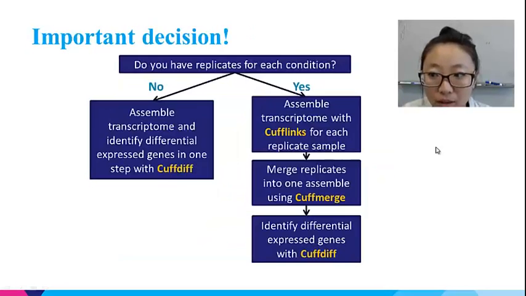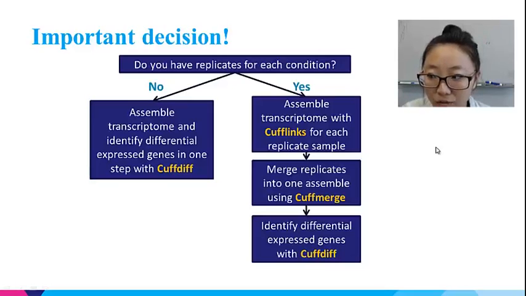Unlike microarray, the number of replicates of our RNA-seq experiments is usually limited by the amount of biological material and economic cost. Therefore, the data analysis workflow is slightly different for the two situations. For example, for experiments without replicates, the transcriptome assembly and differentially expressed genes identification can be combined as one step using the cuffdiff functionality in cufflinks.